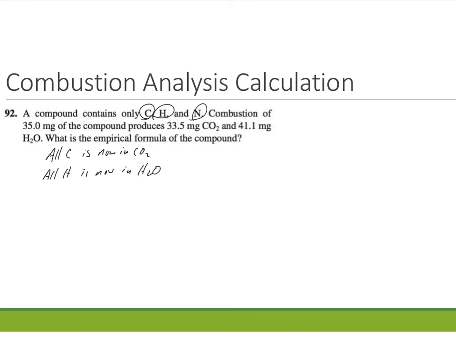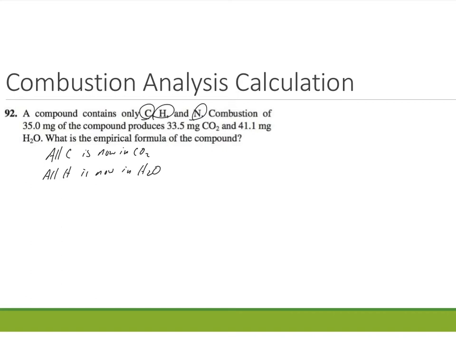What about that nitrogen? That doesn't go anywhere except out the end. We have no idea what happened to it. But because it only contained carbon, hydrogen, and nitrogen, if I know how much carbon was in the original sample and how much hydrogen is in the original sample, and I know the mass of the original sample, I can determine the amount of nitrogen.